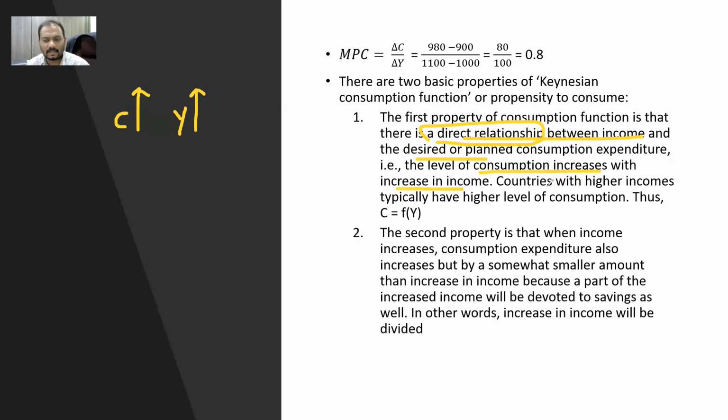Simple logic. If you look at those countries which have high incomes, they typically have higher consumption. Those countries which have low income have low consumption. Those countries which have high income have high consumption. So there's a direct relationship.